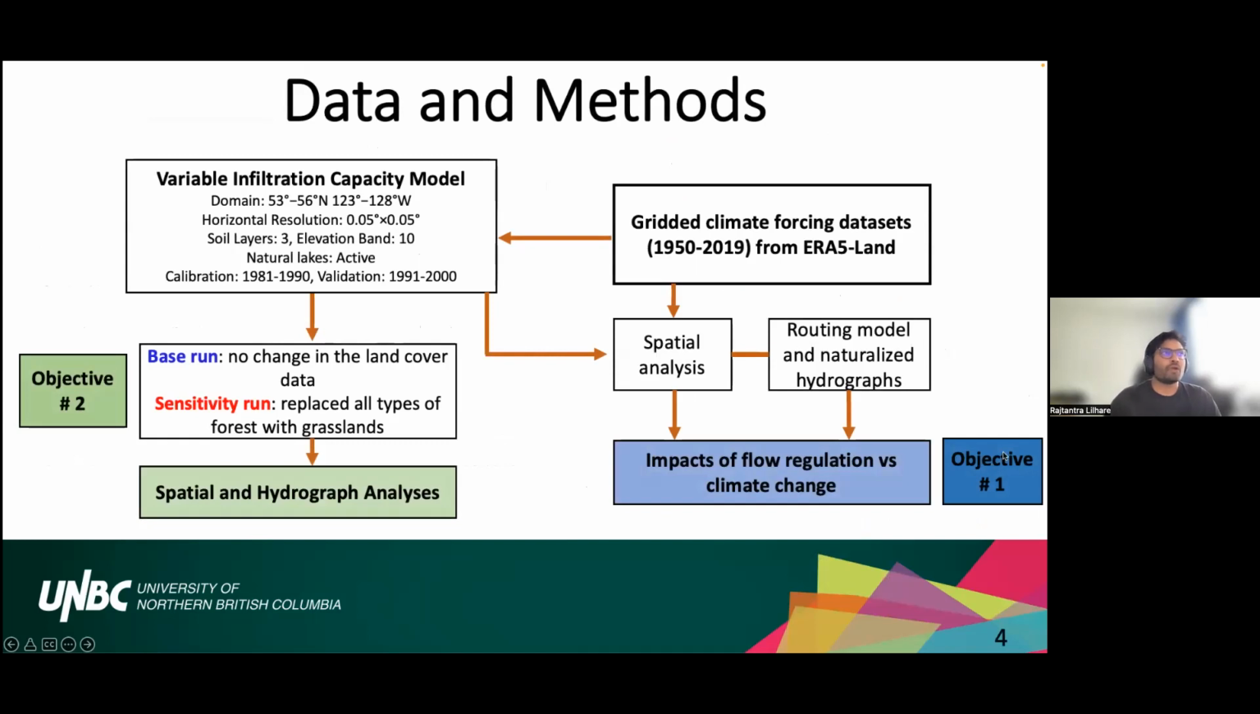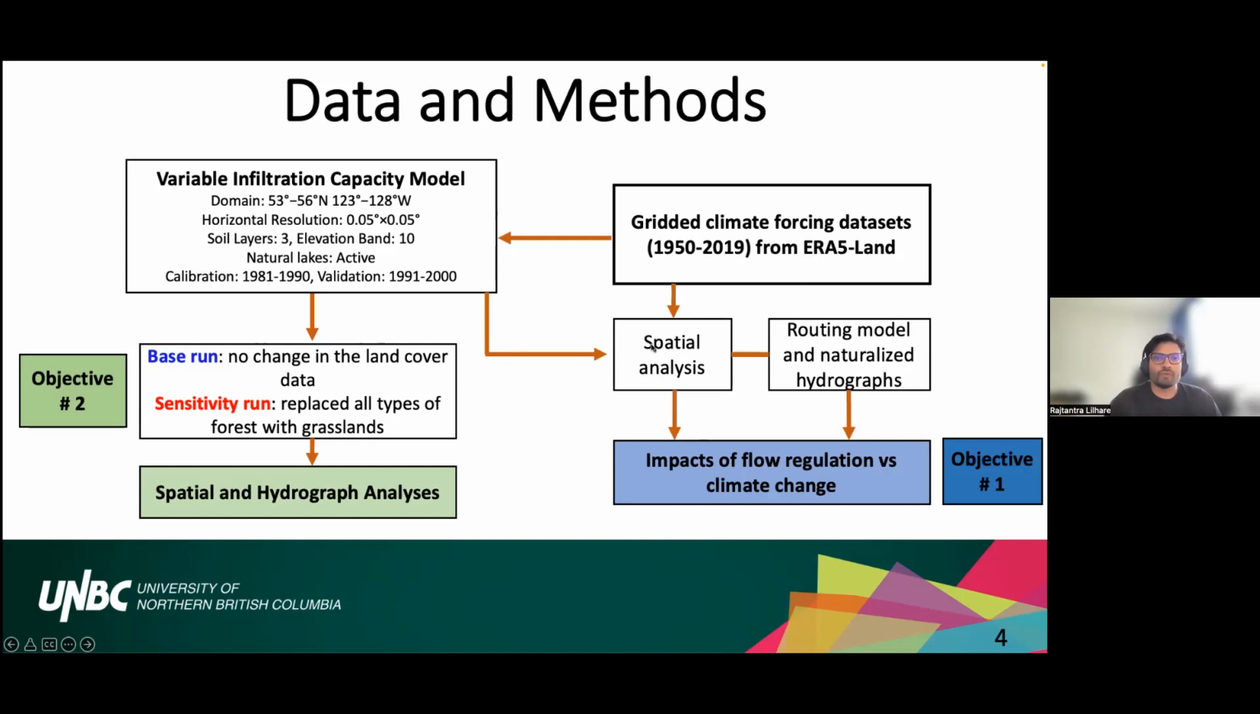So this is the overall methodology of this work. I'm using the Variable Infiltration Capacity model, version 5, the latest version of the model, and the domain is the Nechako River Basin. The entire study period is from 1950 to 2019, and we are using ERA5-Land data.